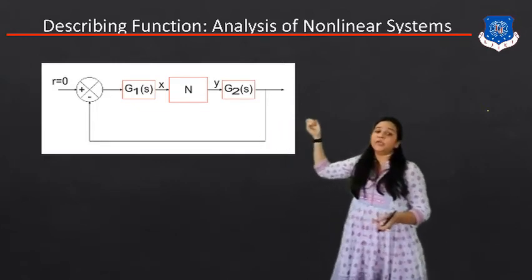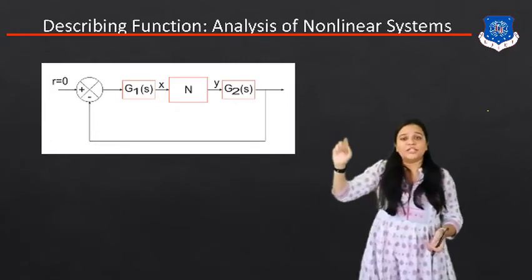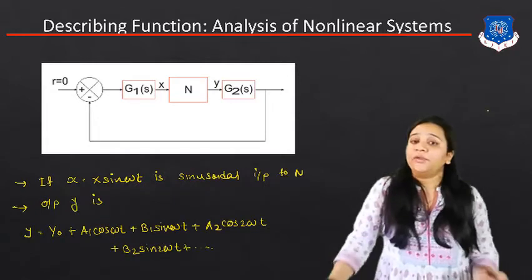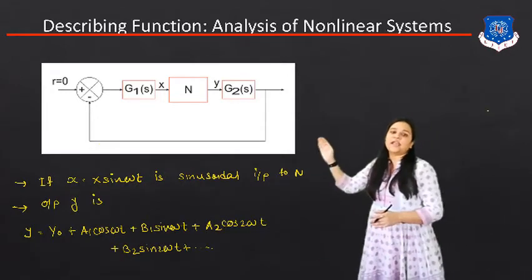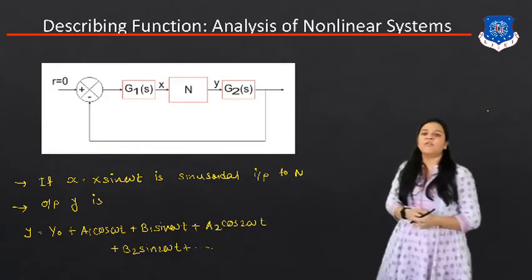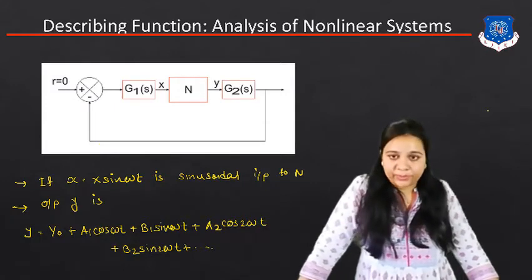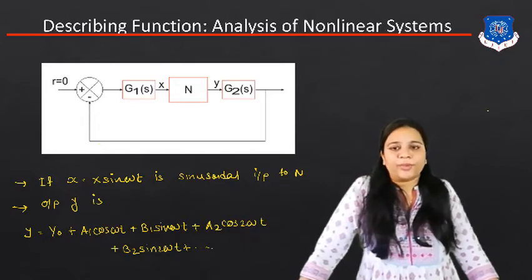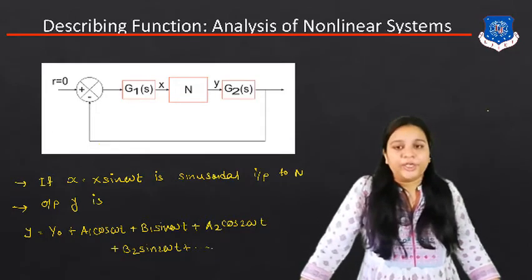We can take the two systems G1(x) and G2(x), and between these two systems we have to connect the describing function N. So if x = X sin ωt is the sinusoidal input to the N, the output y is equal to y0 + a1 cos ωt + b1 sin ωt + a2 cos 2ωt + b2 sin 2ωt, continuing up to infinity.